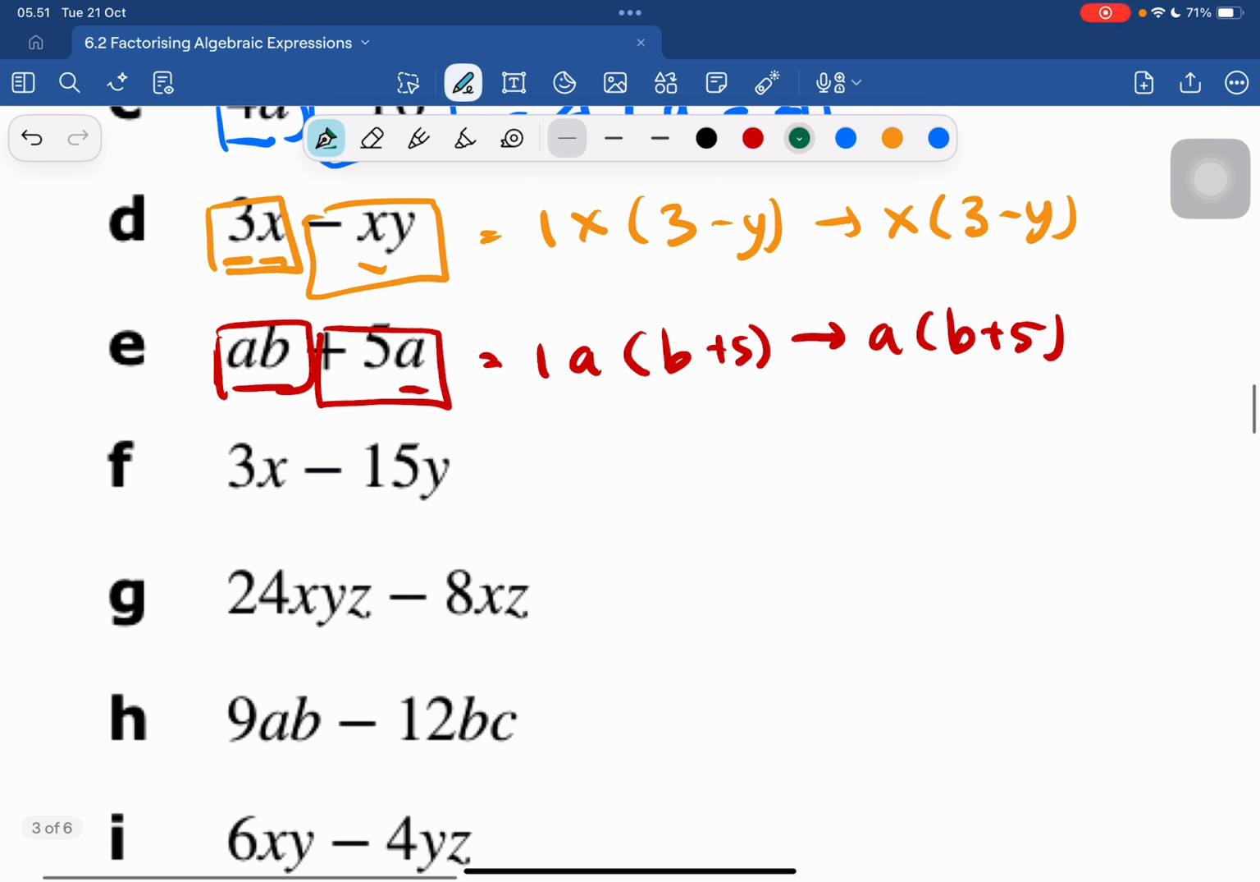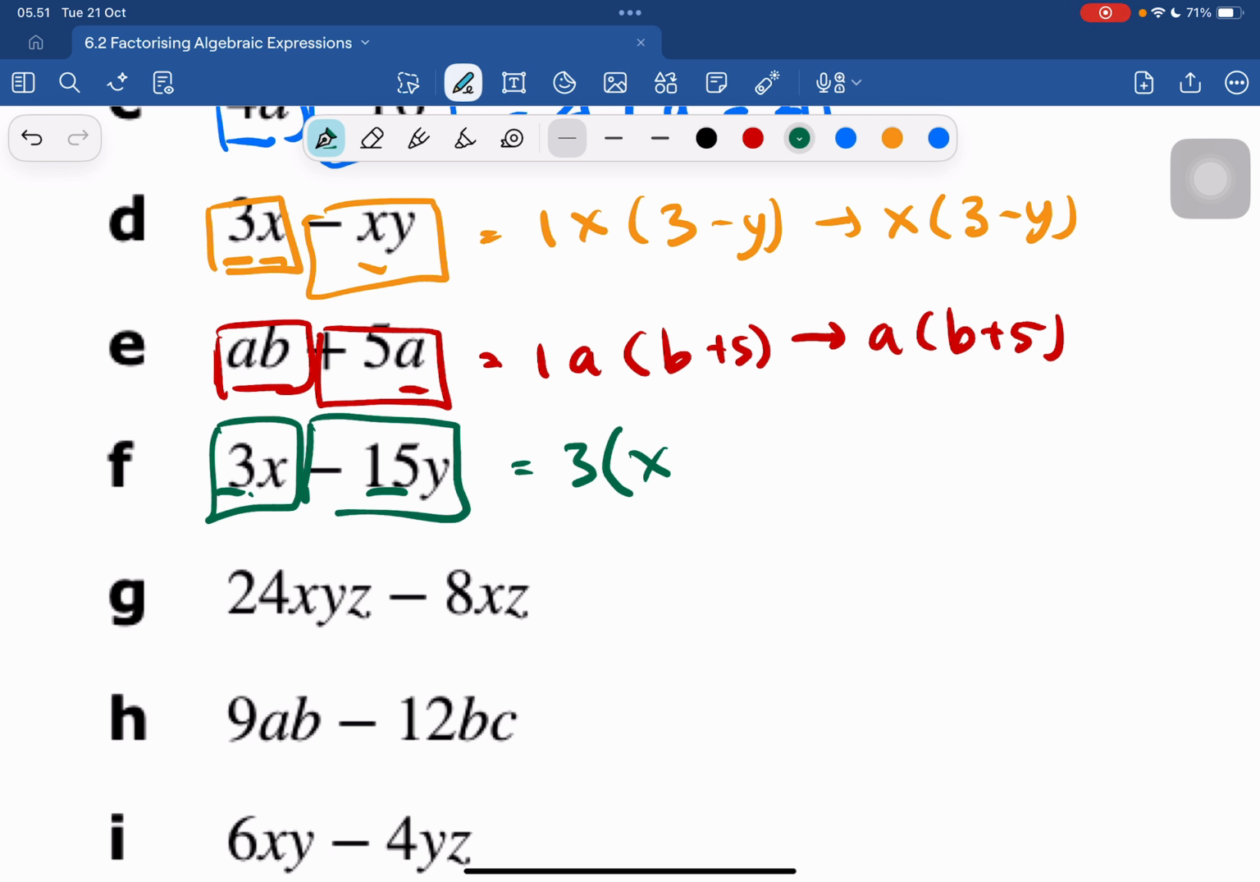So next, let's look at the numbers first, 3 and 15. The highest common factor is 3. X and y, okay, there is no highest common factor. So 3 times what number makes 3x? It is x. And then 3 times what number makes minus 15y? It is minus 5y. Okay, there we go.